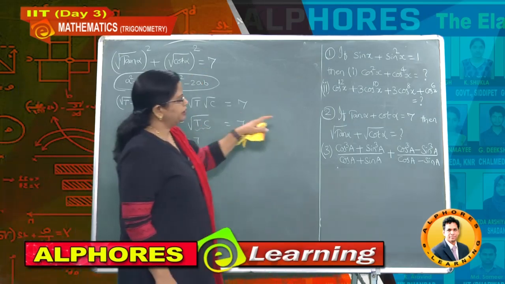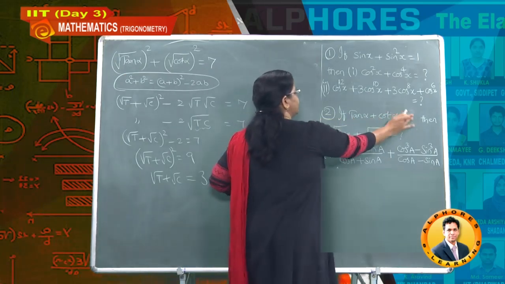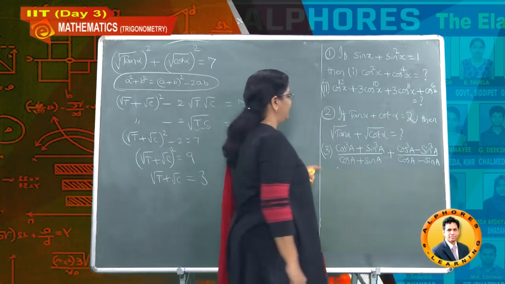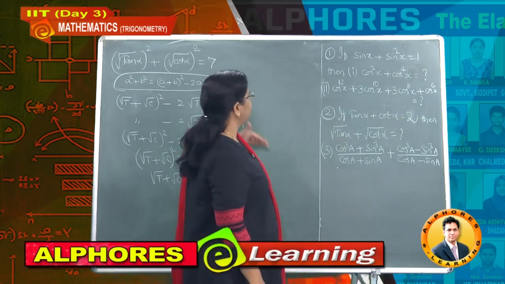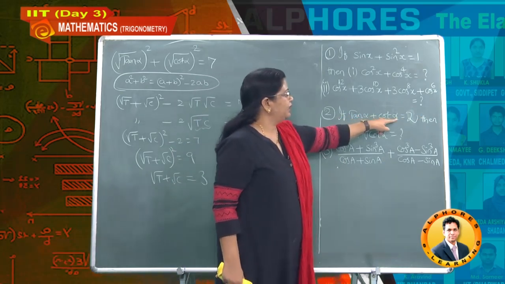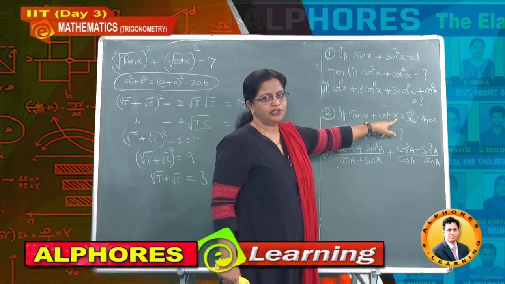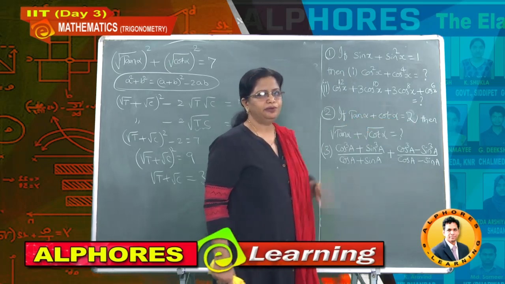Now the same problem: instead of giving 7 here, suppose I give the value 2. That means tan alpha plus cot alpha equals 2. Then what is the value of root tan alpha plus root cot alpha? Then there is no need of going through this procedure. You know alpha is 45 degrees, if I substitute, then tan 45 is 1, plus 1, it is equal to 2.